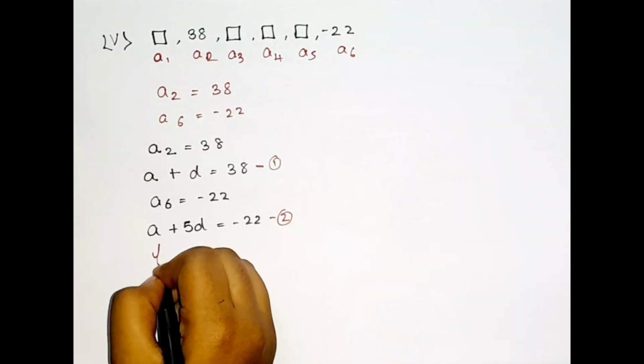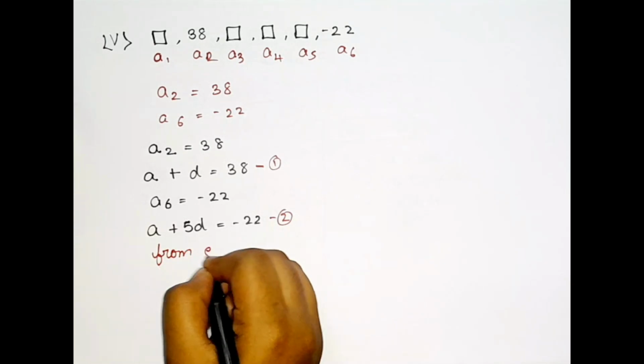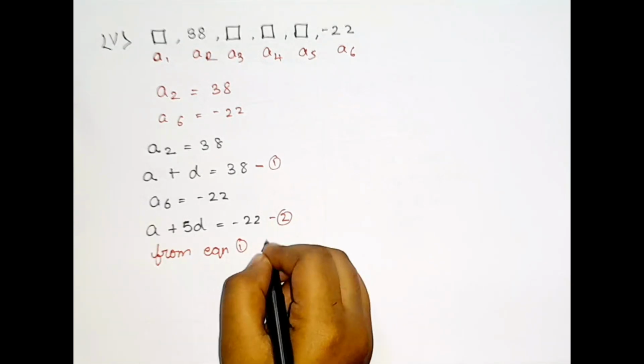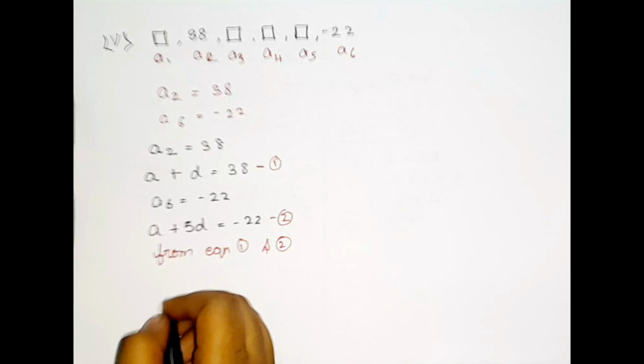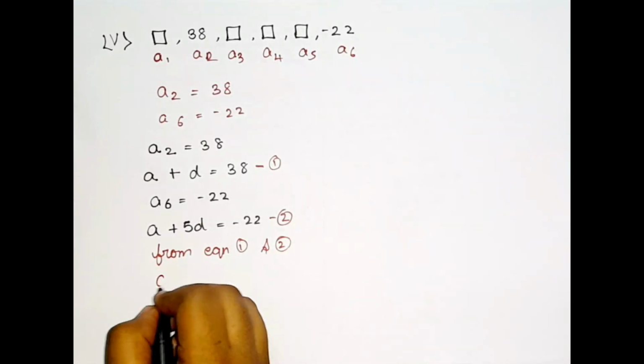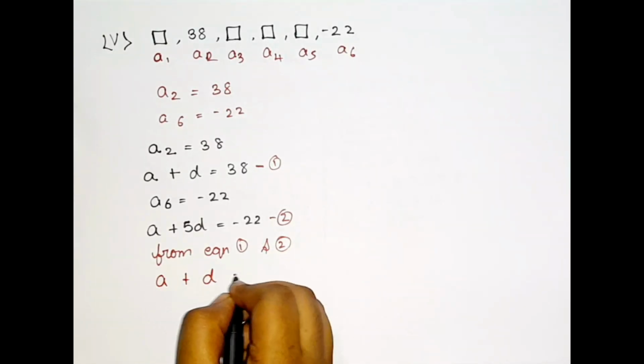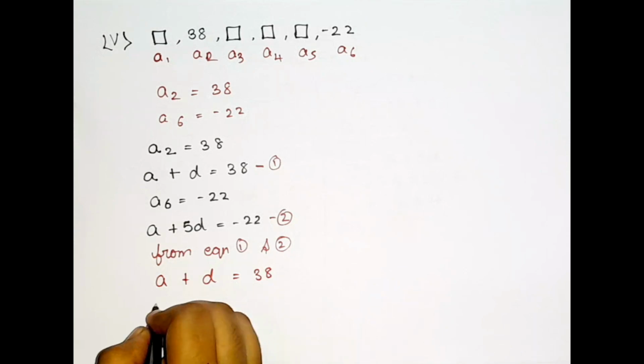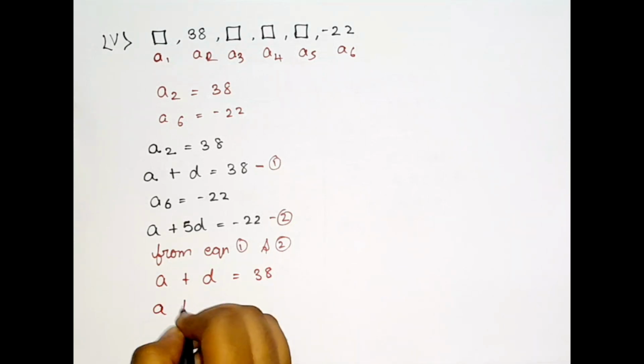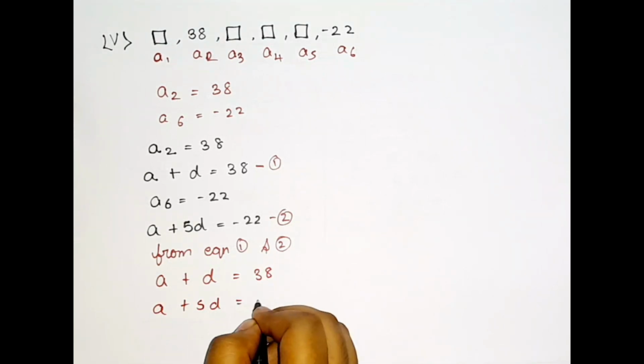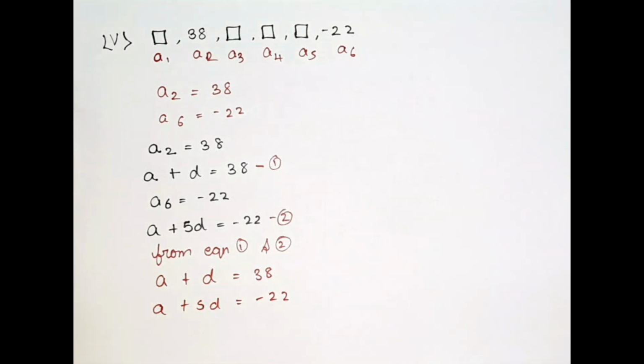So from equation number 1 and 2, let us solve it by using the elimination method. A plus D is equal to 38 and A plus 5D is equal to minus 22. So now let us change the signs. Here minus, here also minus, and here it is plus.